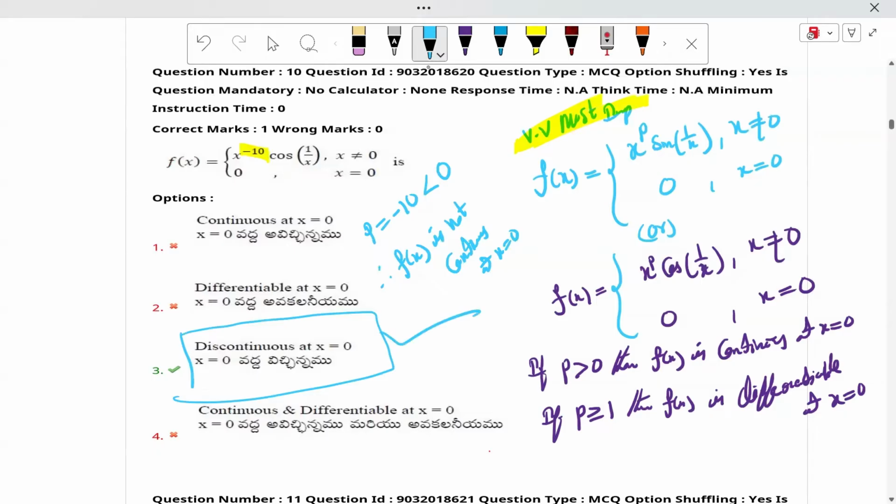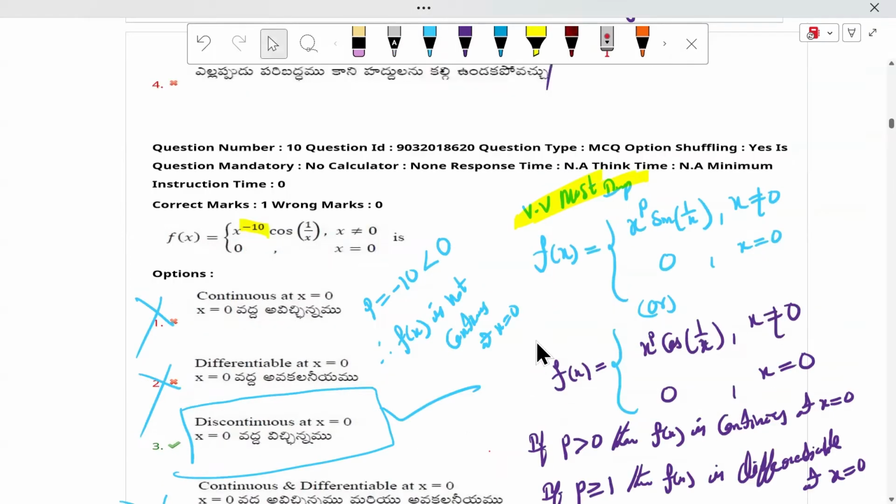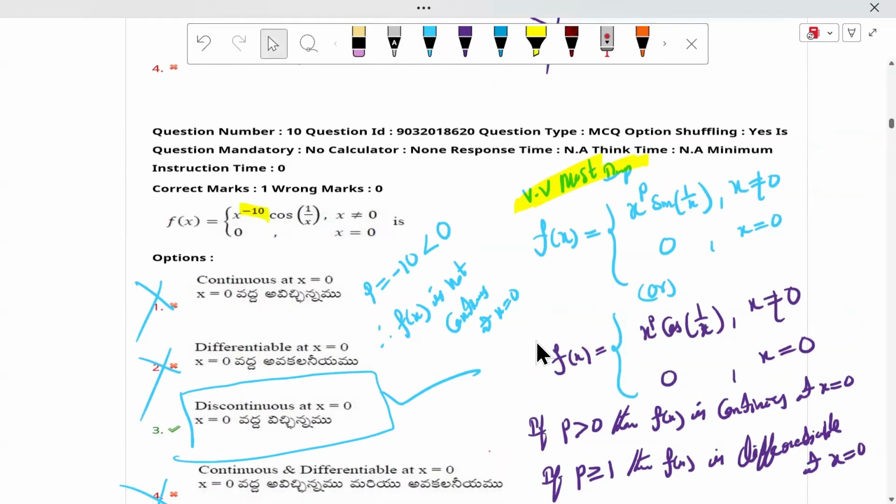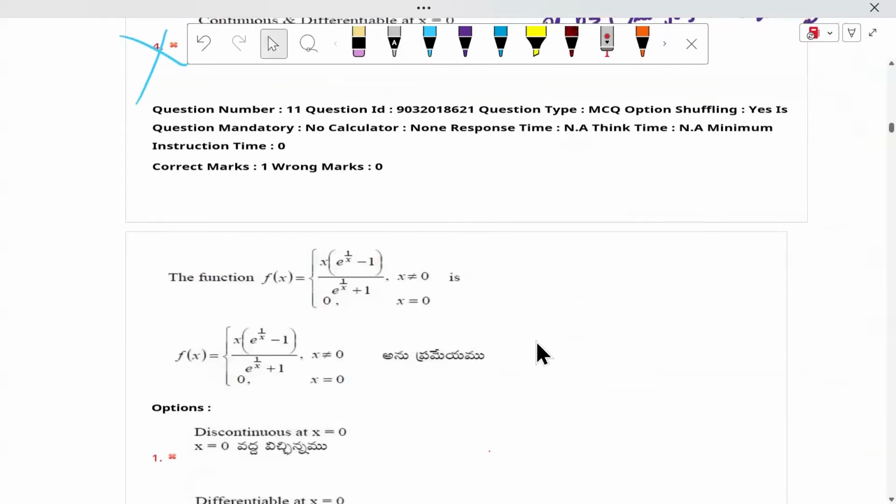It is discontinuous. Continuous at x equal to 0 అయితే differentiable అవుతుంది. Less than 0 కాబట్టి not differentiable, not continuous. So wrong option. So continuous, differentiable అన్నాడు, wrong answer. Discontinuous at x equal to 0. Is it clear? This question is from the 2022 CPGET examination.